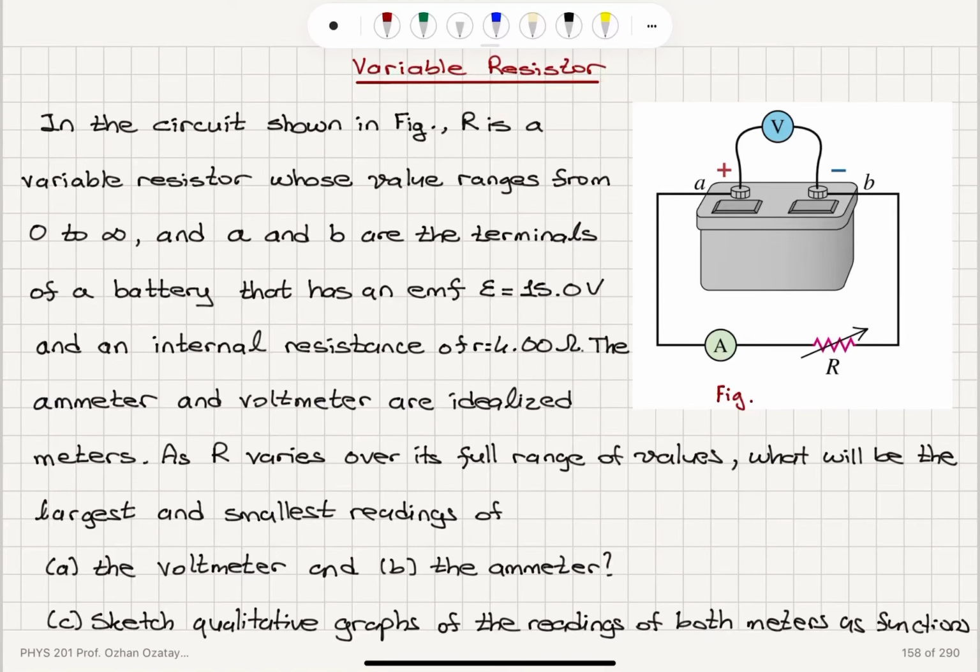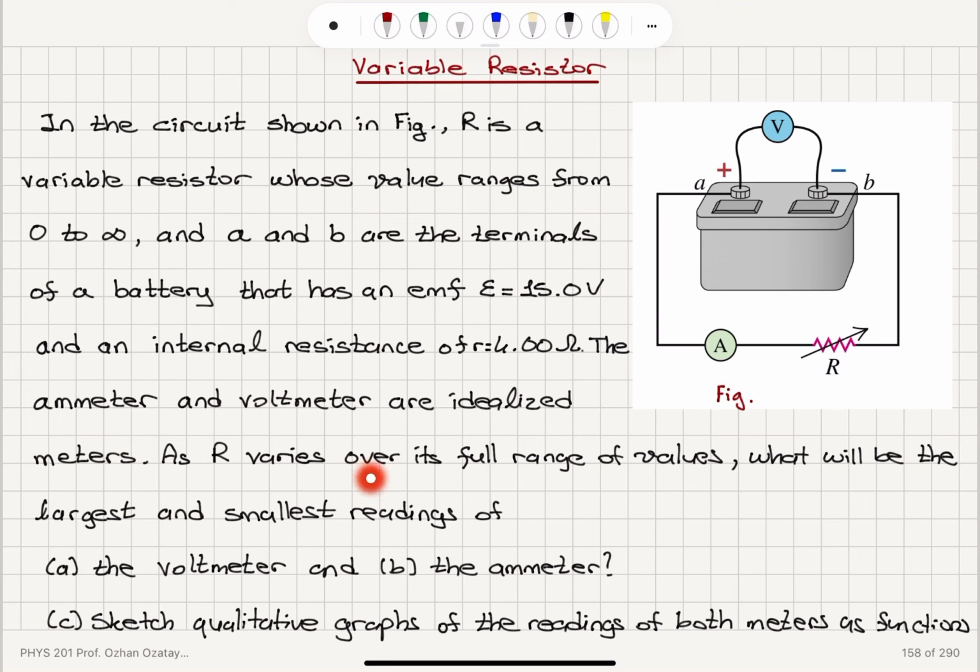Variable resistor. In the circuit shown in the figure, R is a variable resistor whose value ranges from 0 to infinity, and A and B are the terminals of a battery that has an electromotive force, epsilon equals 15 volts, and an internal resistance of r equals 4 ohms. The ammeter and voltmeter are idealized meters.